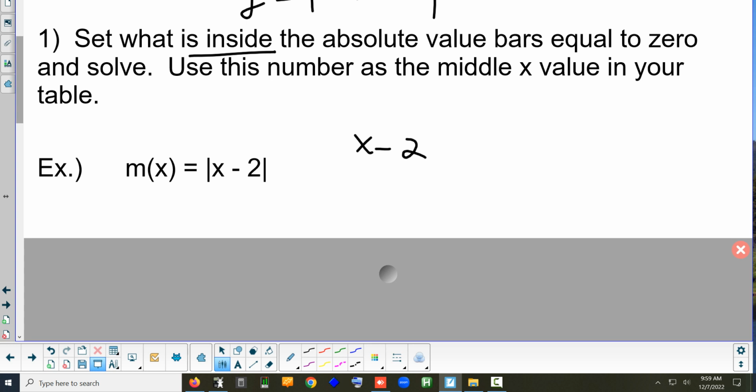And what does it say to set what's inside the bars equal to? Yep. Set it equal to 0. And then solve it. Okay, let's solve it. How would I solve that equation? X minus 2 equals 0. Okay, so if we subtract 2 from both sides, what's negative 2 minus 2?